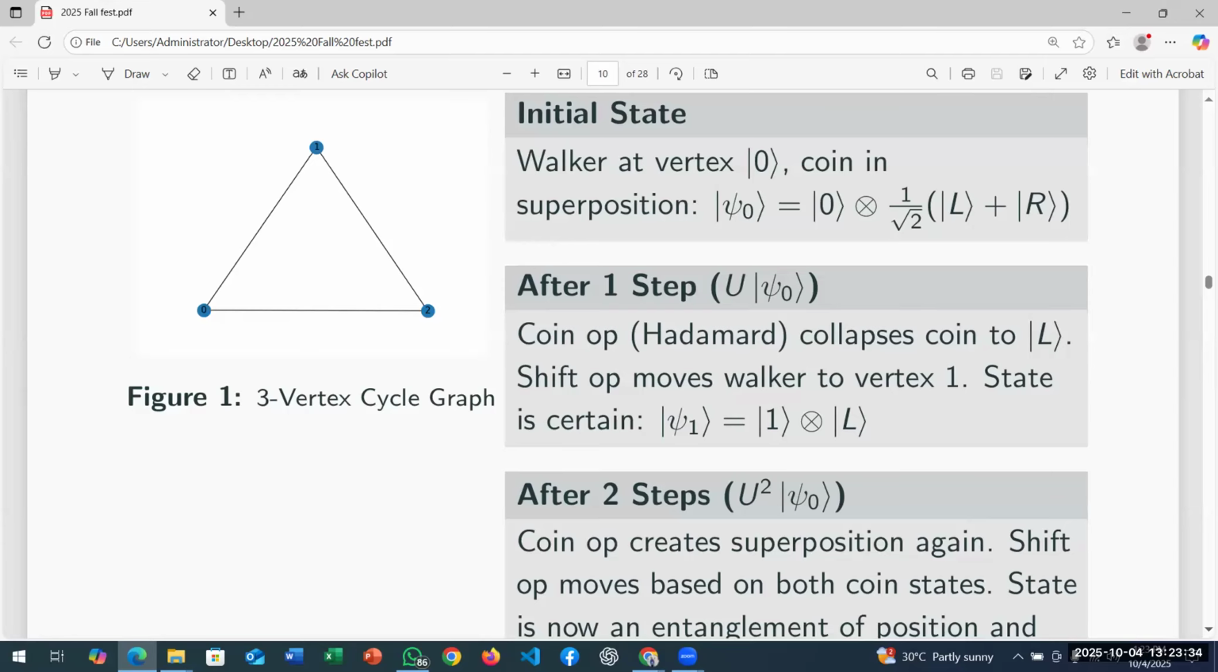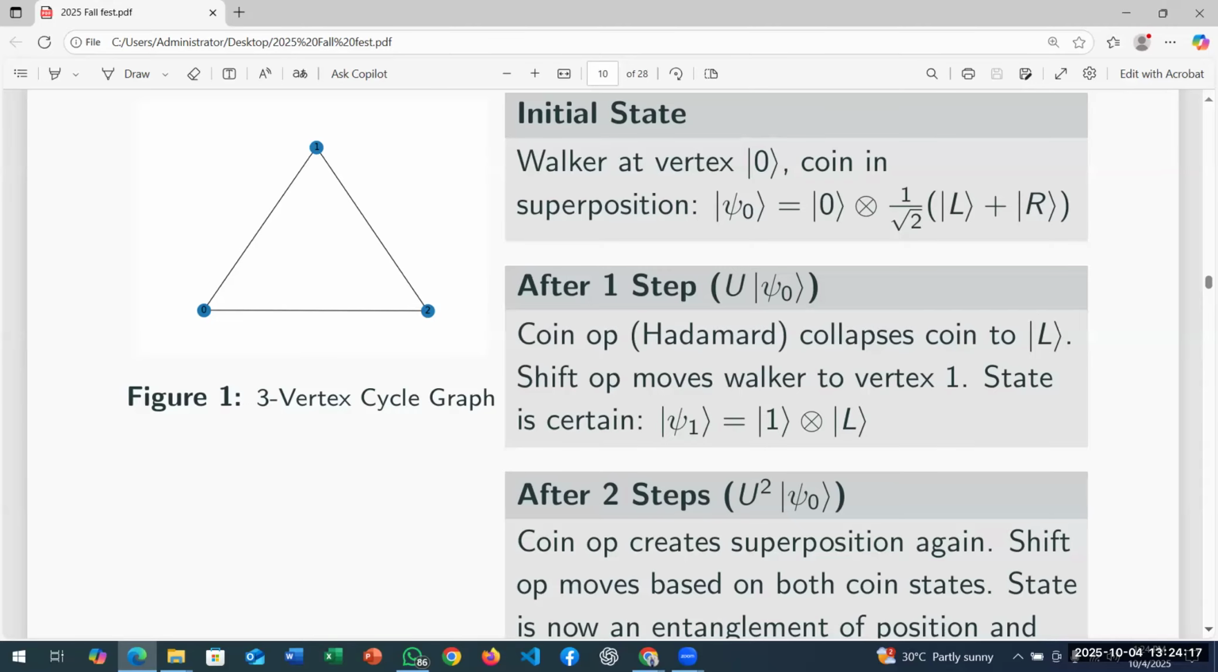Hadamard collapses the coin to the left, meaning that it collapses the whole process into ket 0. Ket 0 in this project is taken to represent left, while ket 1 represents right. Now, the shift operator moves the worker to vertex 1 according to the initial condition I put. So my left is 1. My right will take me from 0 to 2. Since the result is left, the worker is no longer on vertex 0, but now on vertex 1.